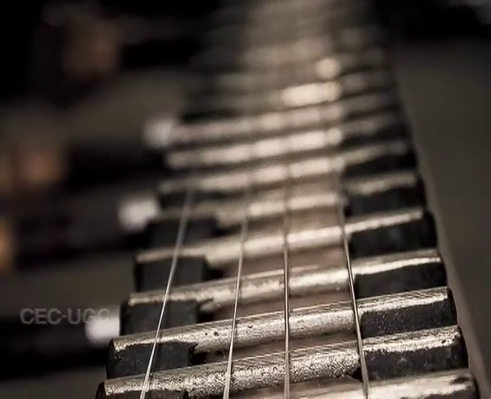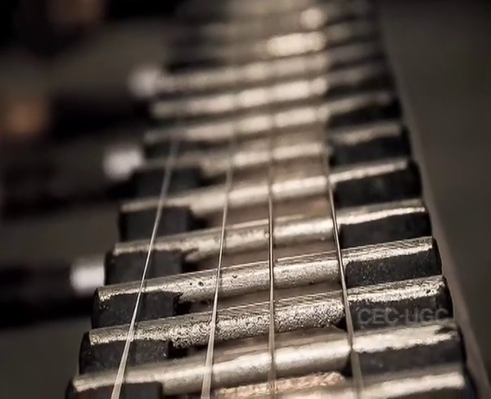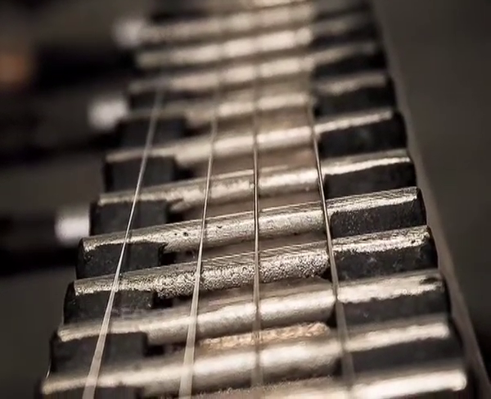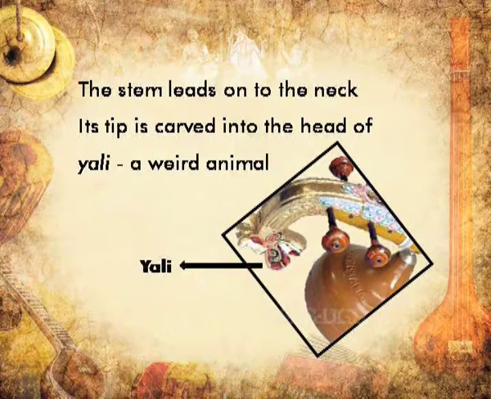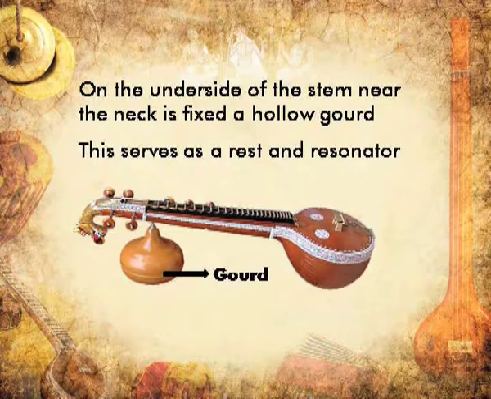The frets are half-round bars of about 1/6 inch in thickness and are of bronze, brass or silver. The stem leads on to the neck and its tip is carved into the head of a yali, a weird animal. On the underside of the stem, near the neck, is fixed a hollow gourd which serves both as a rest and a resonator.